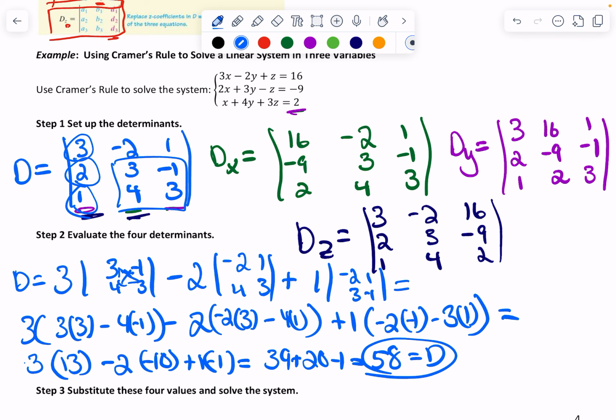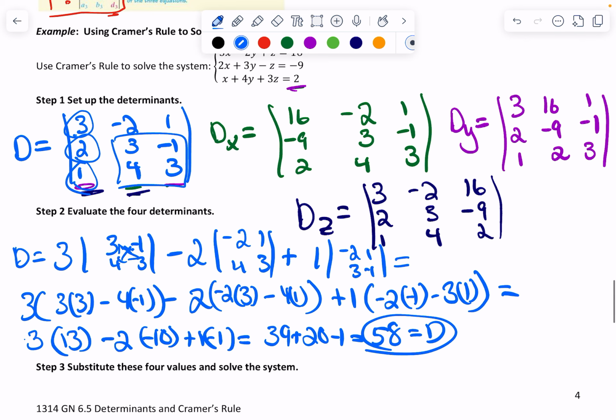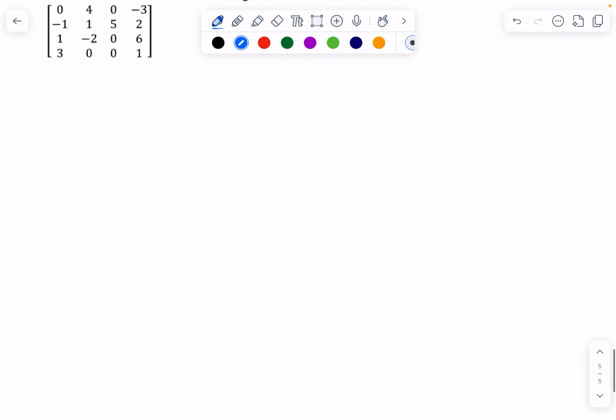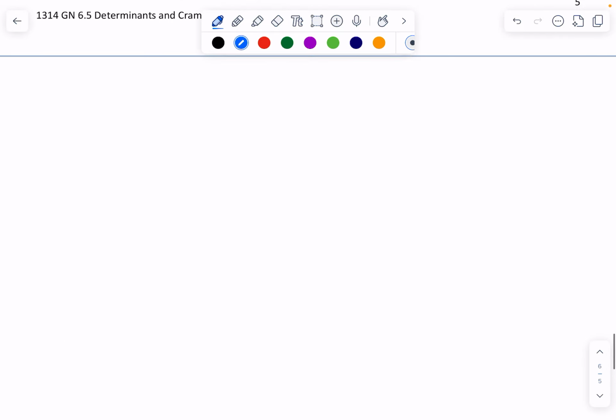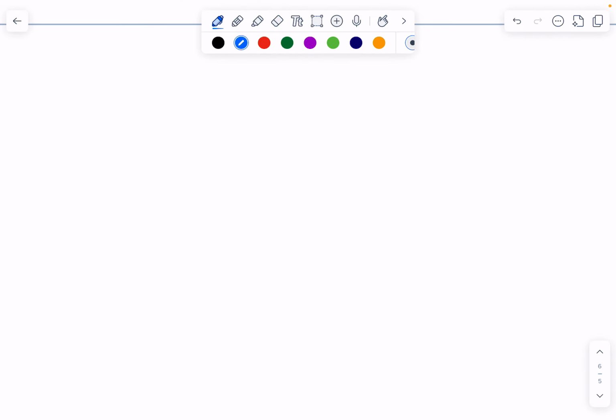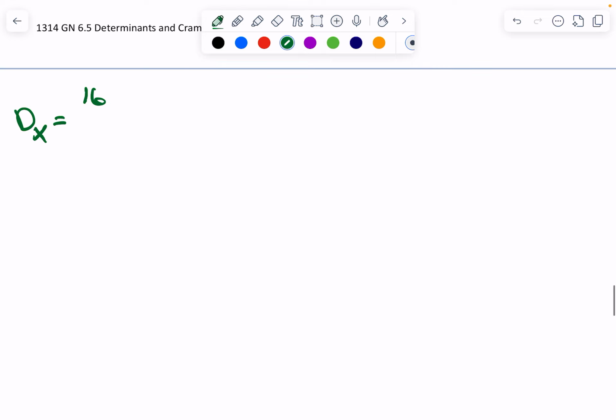Now we're actually going to need more room here to calculate the D of x, so we're going to do D of x. I'm going to rewrite the determinant here just so that we have a visual of it. It's easier. Negative 1, 2, 4, and 3.